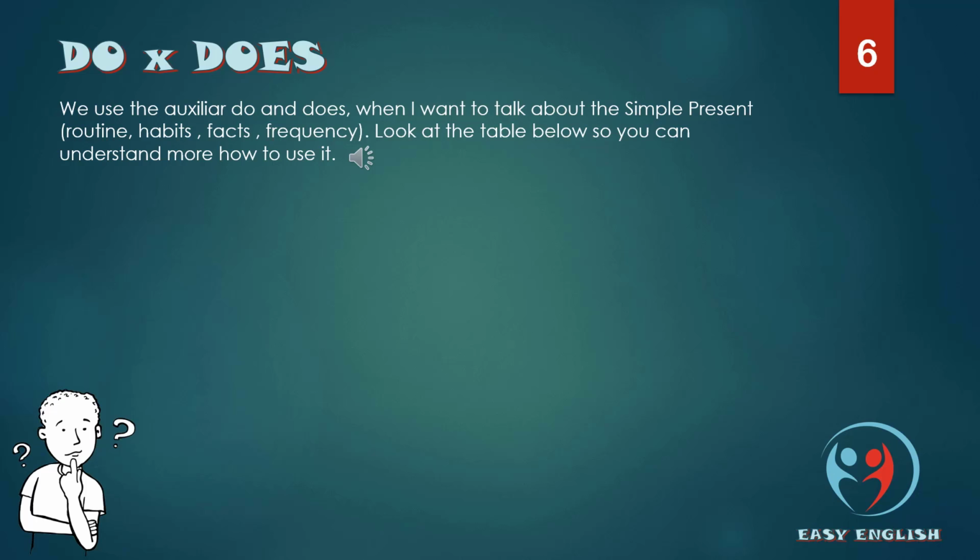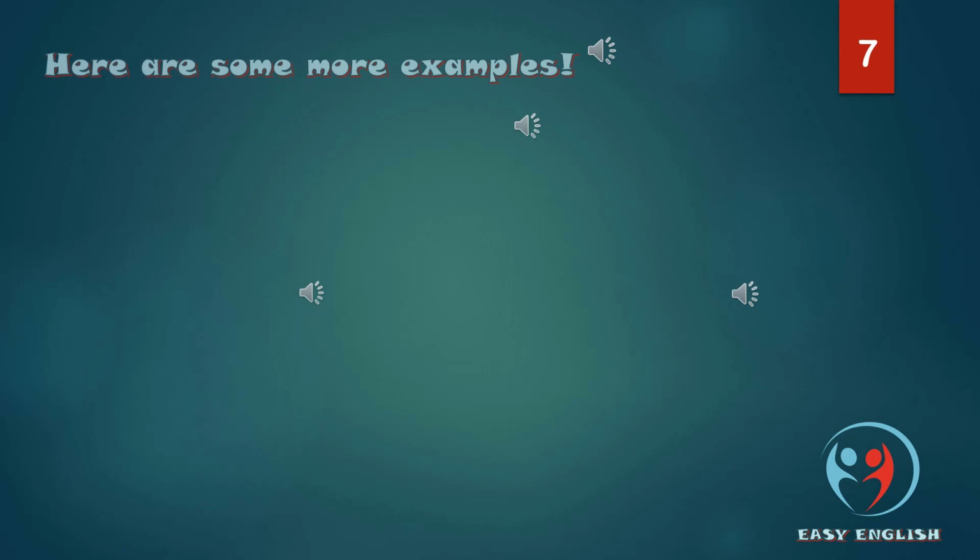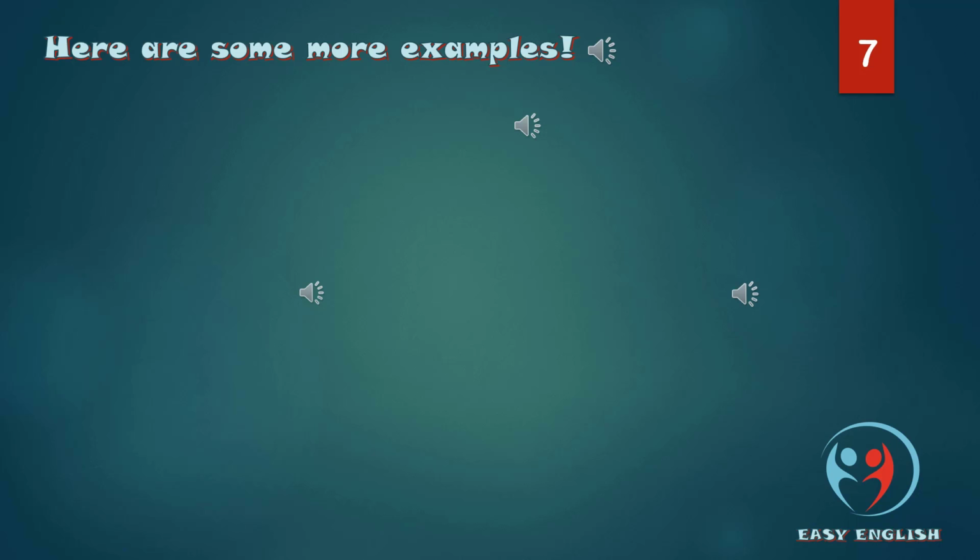Do versus does. We use the auxiliary do and does when I want to talk about the simple present, routine, habits, facts, frequency. Look at the table below so you can understand more how to use it. Here are some more examples.